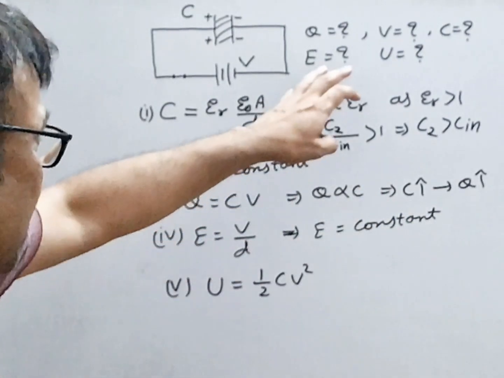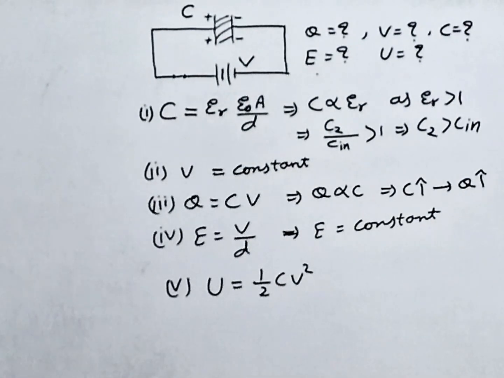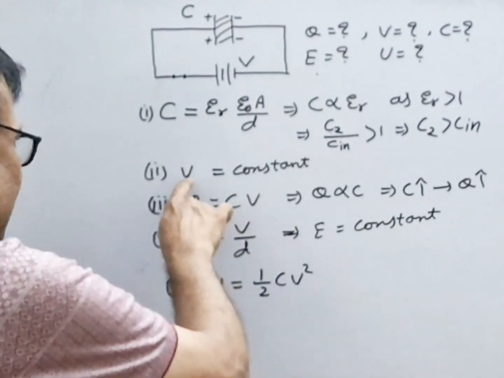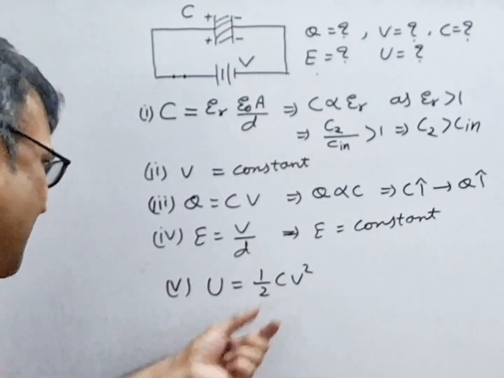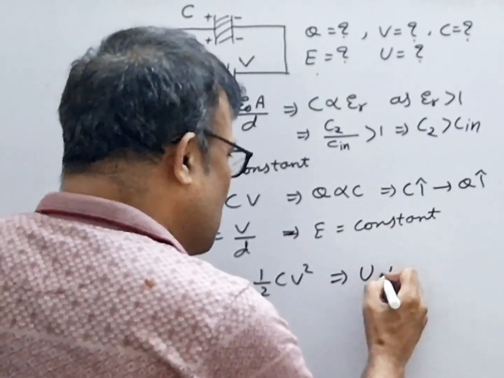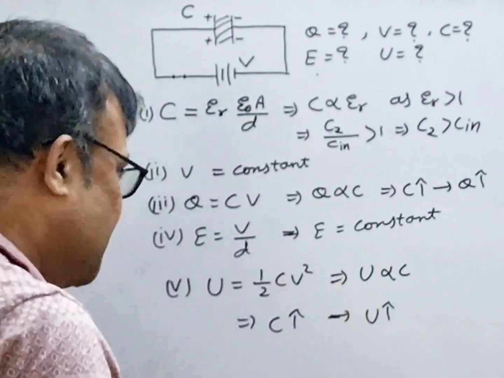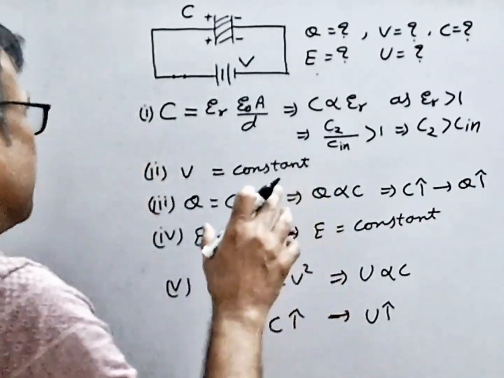Now the next quantity is the electric energy stored in the capacitor. For this we use the formula in which one quantity is constant. We know that V is constant, therefore we use the formula half CV square. As V is constant, therefore we can write U proportional to C. As C increases, therefore U will also increase. It means the energy stored between the plates of the capacitor will also increase.